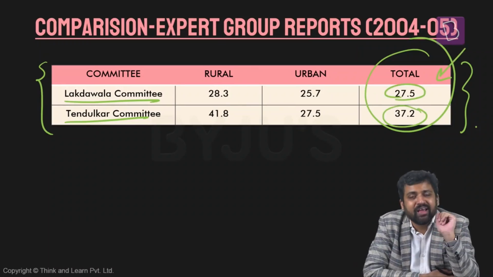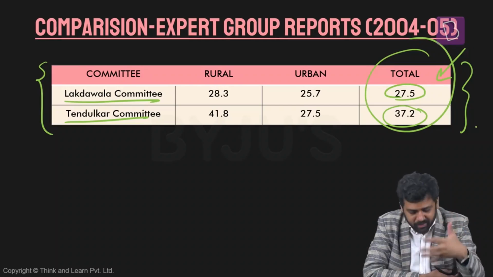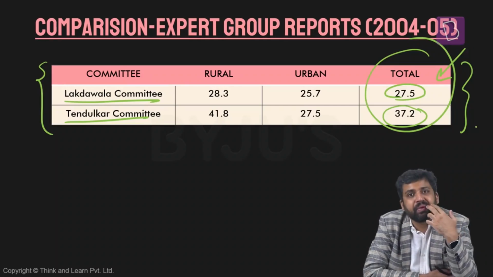Now you have to think about it. You have to reflect on it. Let's say the government has actually commissioned a committee like the Tendulkar committee, and all of a sudden the committee comes up with the data, and governments have to declare all these things, right?